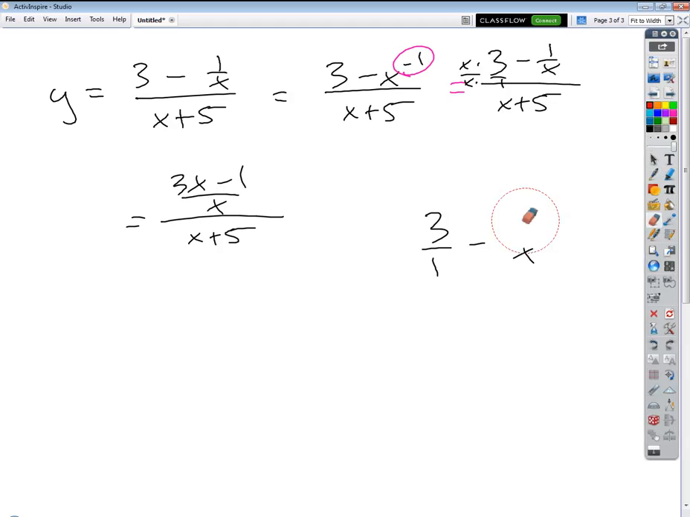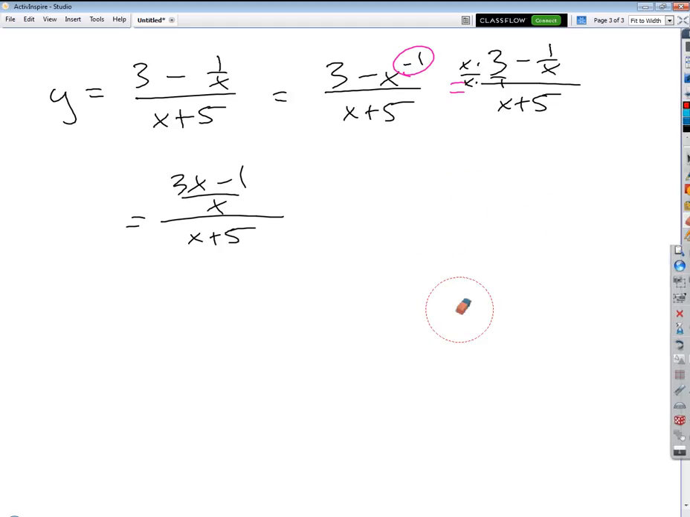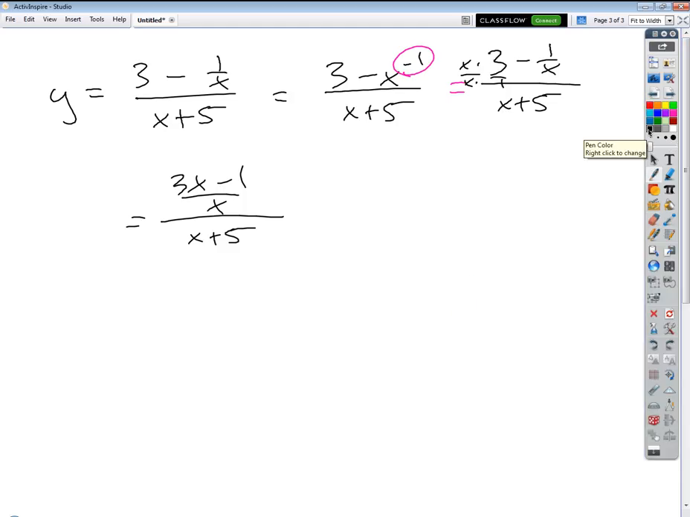Okay? That would be the only thing you could multiply, just the 3 by that, right? It would be an x over x. Right. Okay, so we good? Yes. Okay. Now, here's the training wheel that we're going to remove.